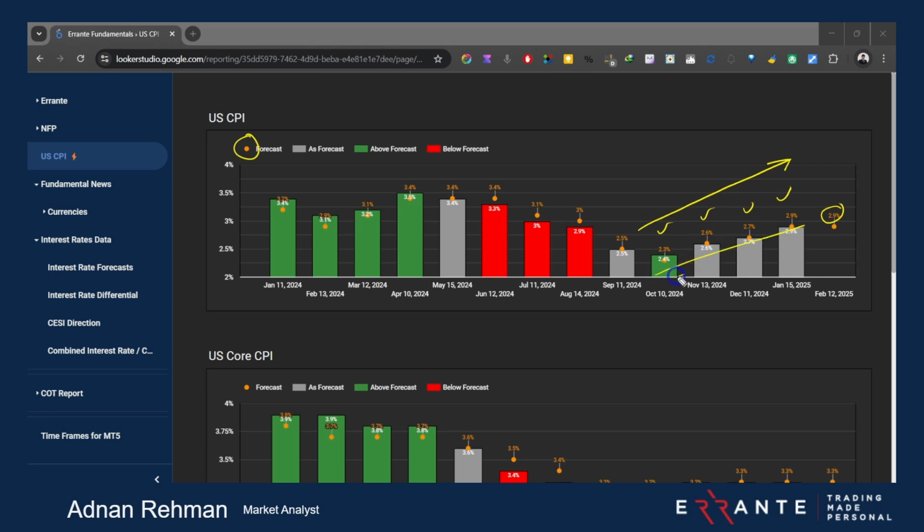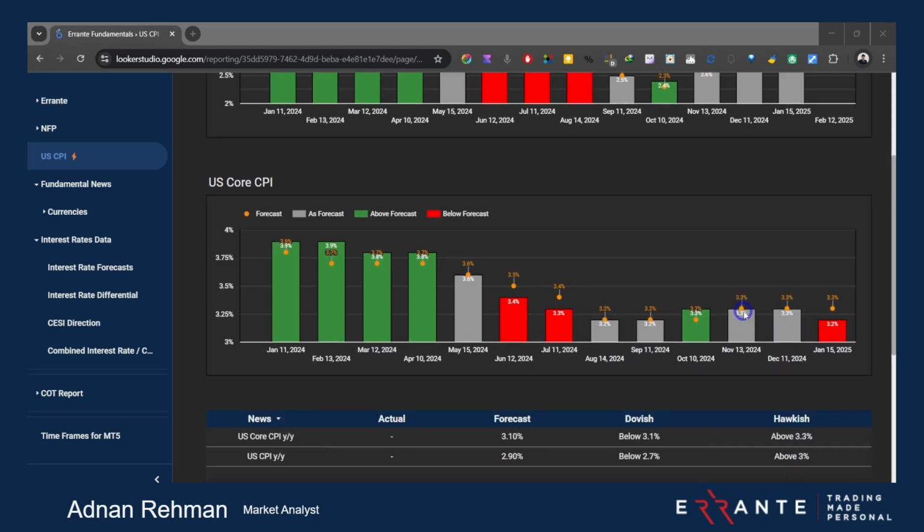This type of charting is something that you don't see on a regular economic calendar, and this is what you can see in Errante's videos. So what do we know from the headline CPI is that the print is going towards the upside. Now let me take you towards the other story, the core CPI.